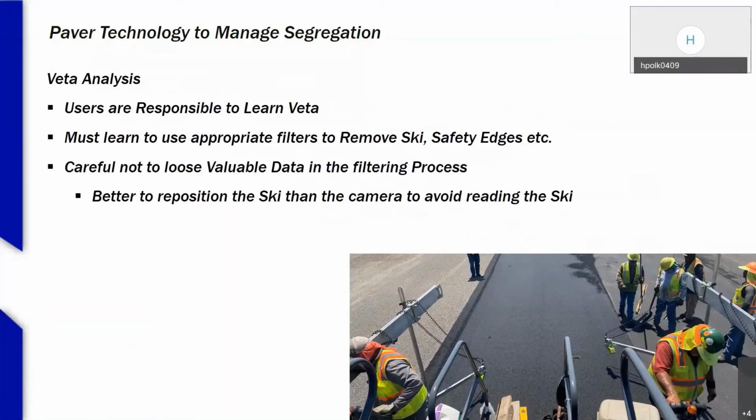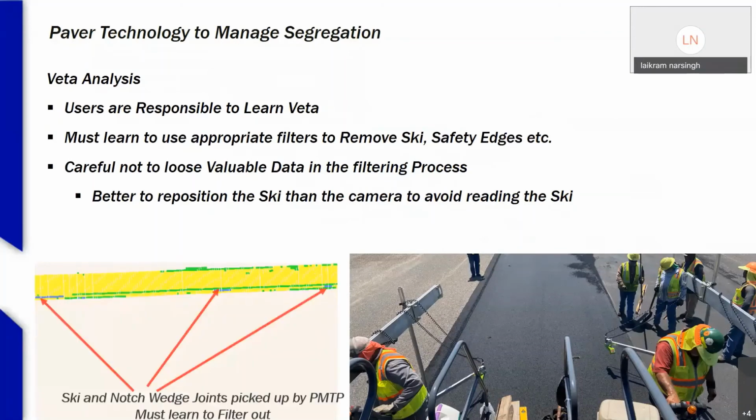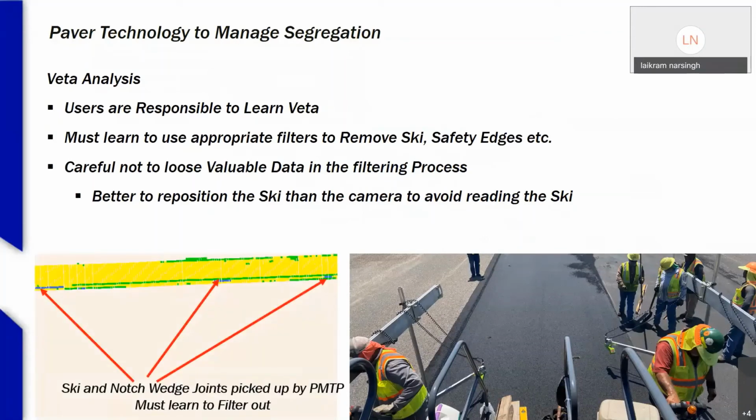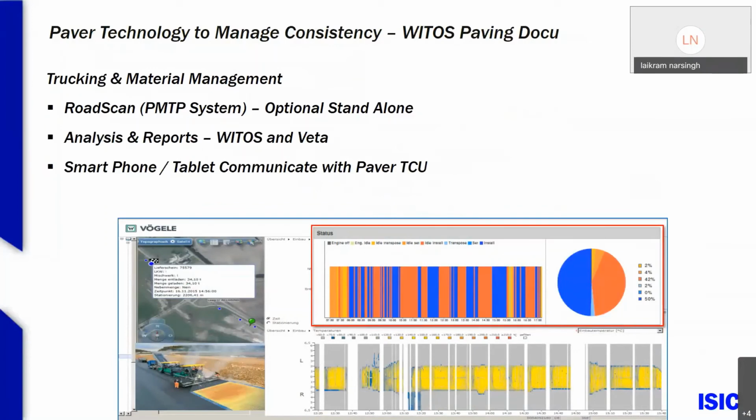Some choose to reposition their camera to avoid reading the ski. Bad practice. We don't need to do that. You need to learn to use the filter. And here, compliments of Dr. George Chang, we can see averaging ski and a couple of other devices impacting the thermal profile. Of course, all of those are things you need to learn how to filter. So that's the Paver-Mounted Thermal Profiler. What else can we do?